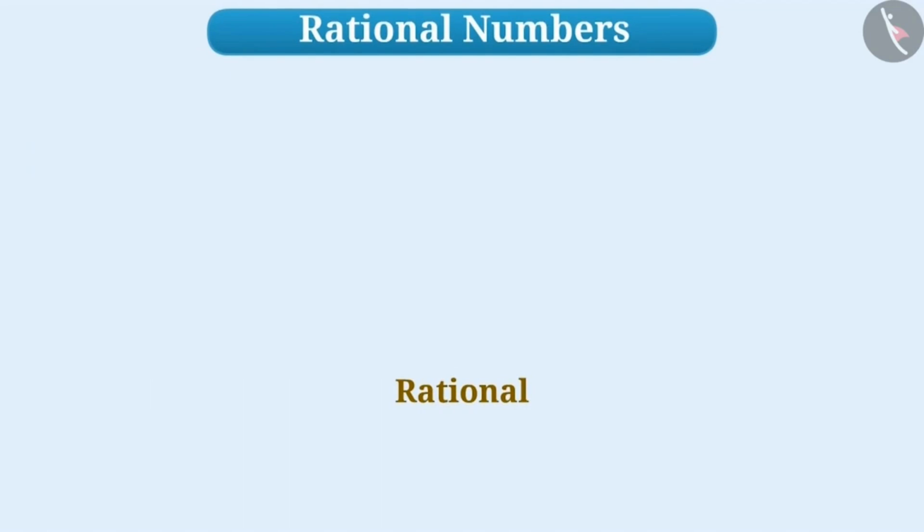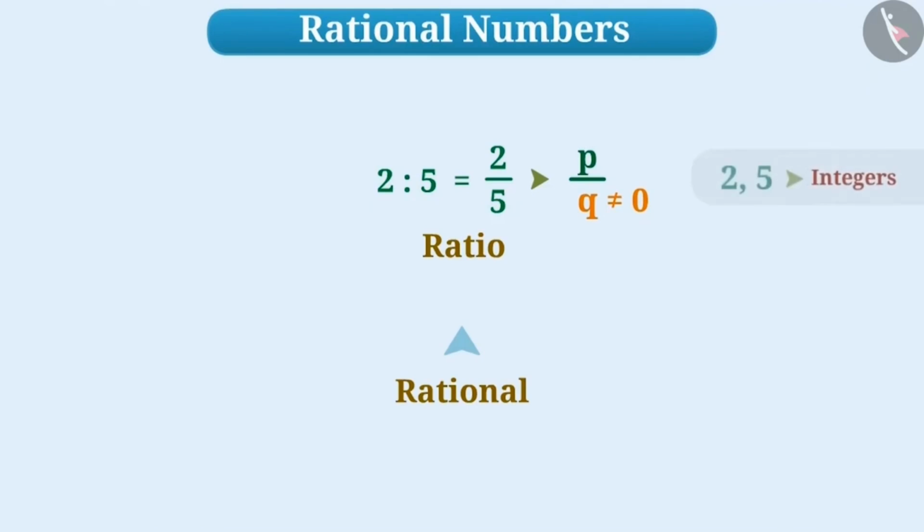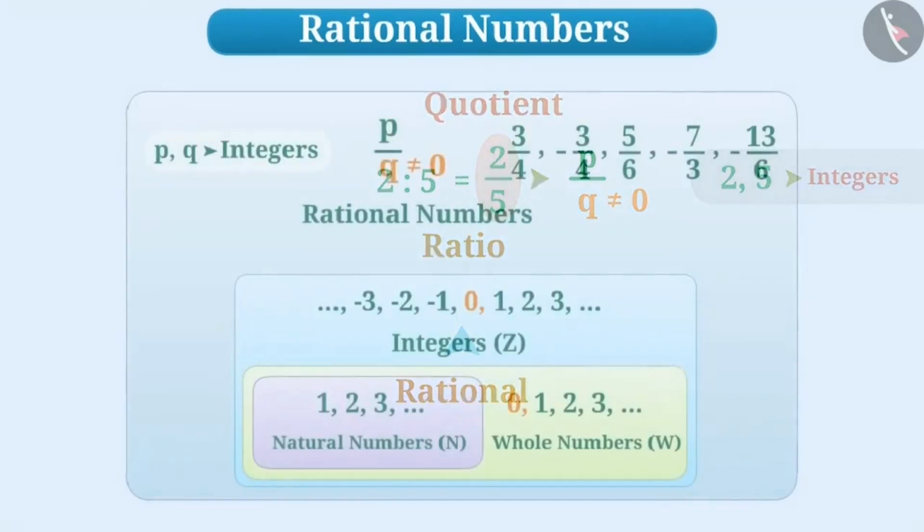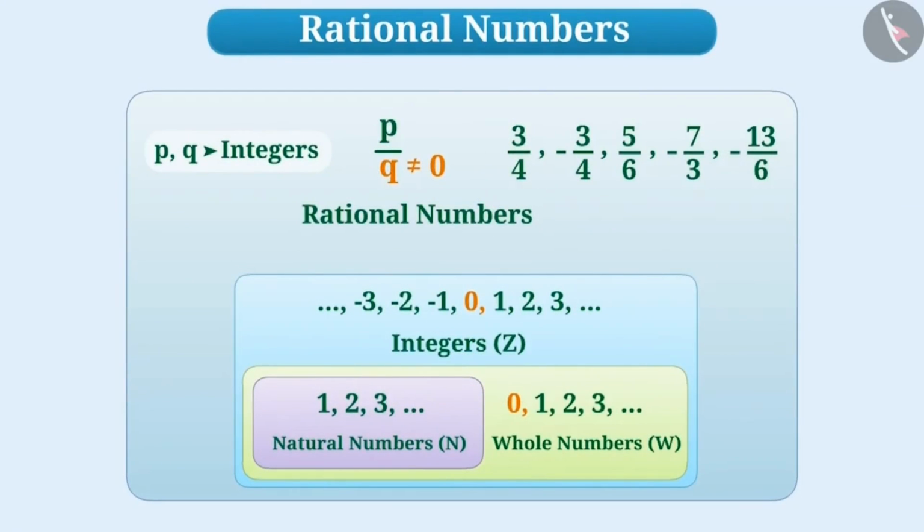Let us talk about the origin of the word rational number. The word rational originated from ratio. For example, 2/5 is a ratio. We can also write it as 2 by 5, which can be represented in the form of p by q. Along with this, we can understand that a rational number is a quotient of two integers. Therefore, we represent the group of rational numbers by Q.